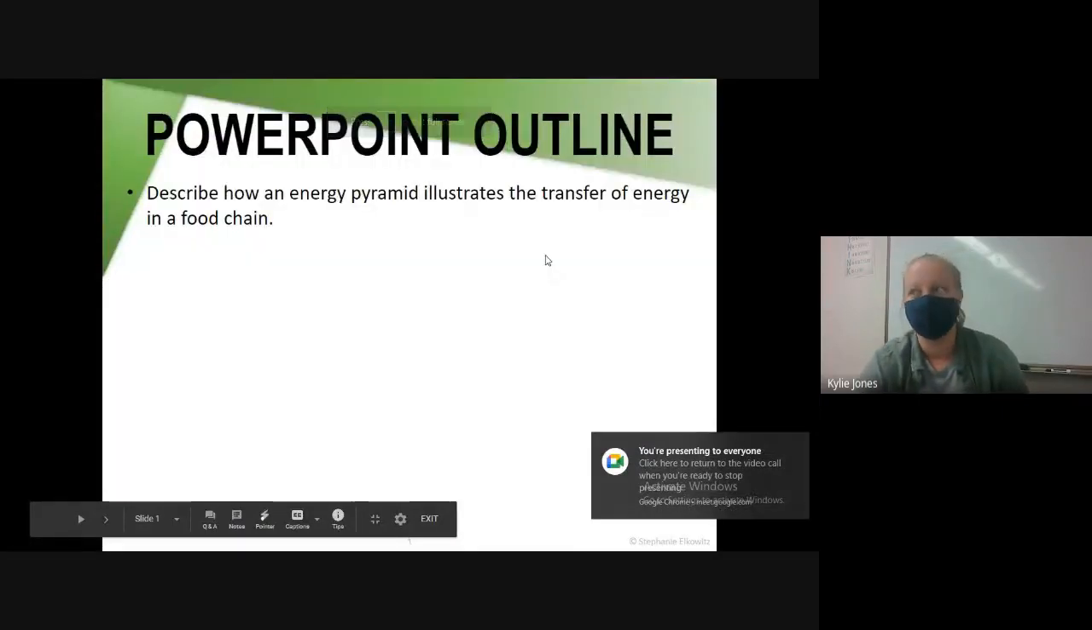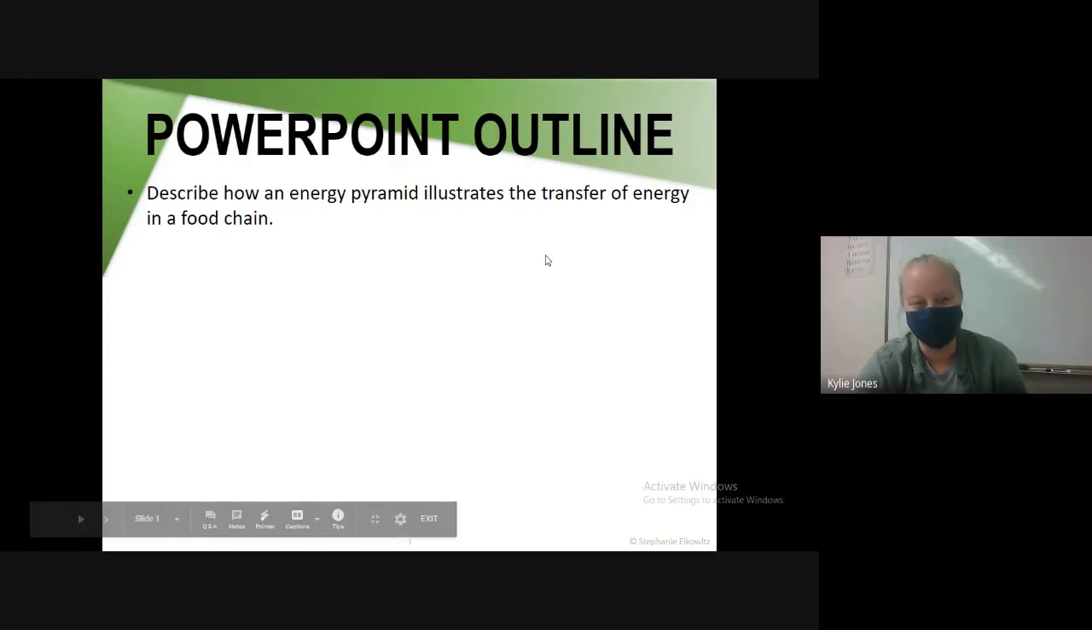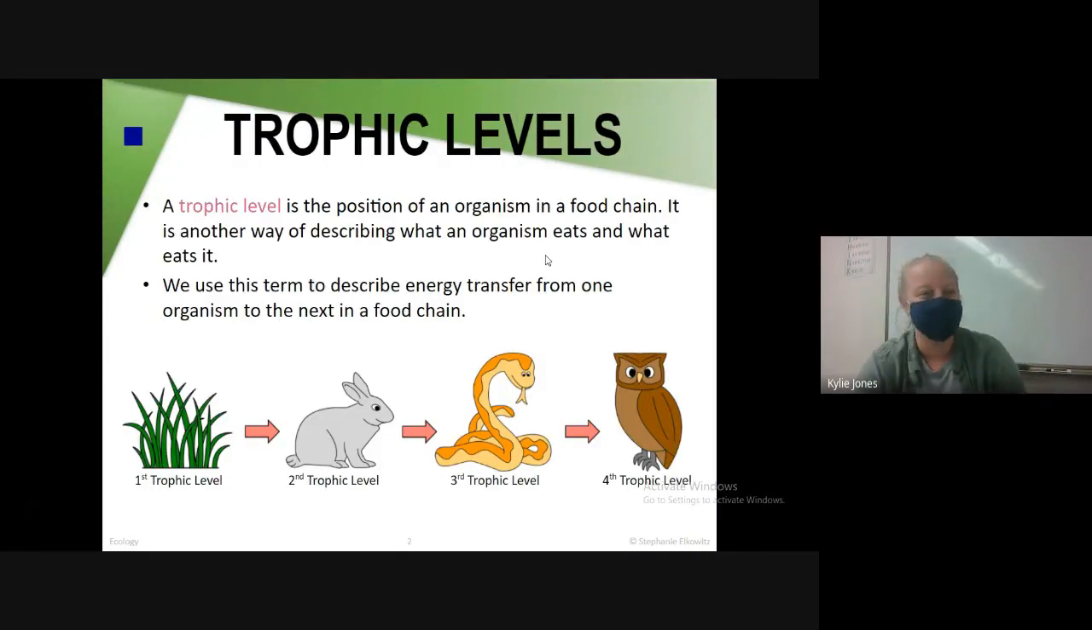So energy pyramid. Last one. Trophic levels. A trophic level is the position of an organism in the food chain. It is another way of describing what an organism eats and what eats it. So we use this term to describe the energy transfer from one organism to the next in a food chain.